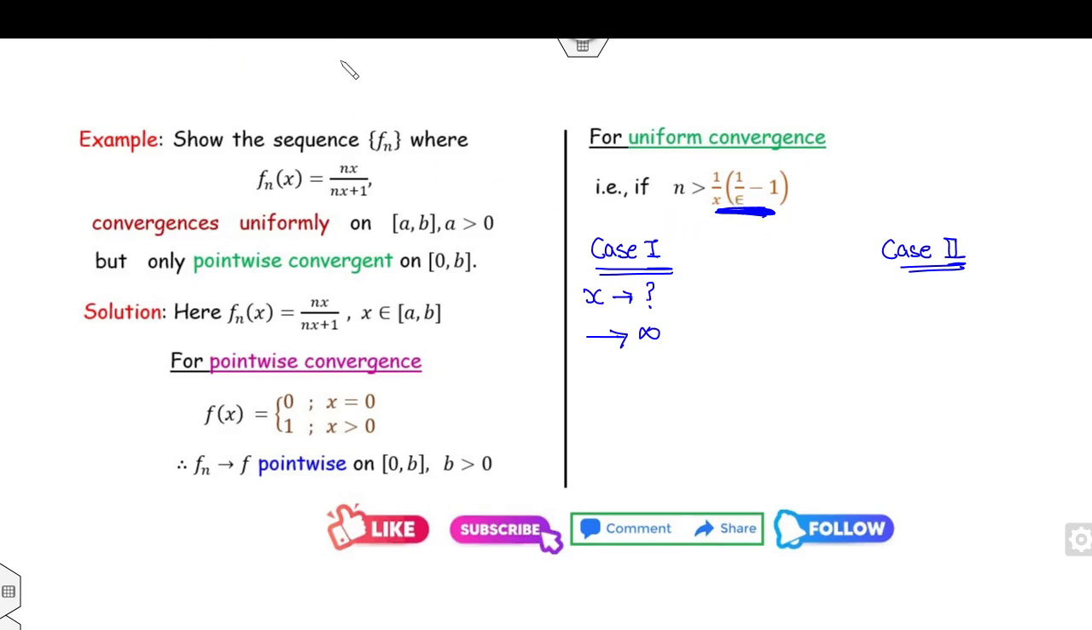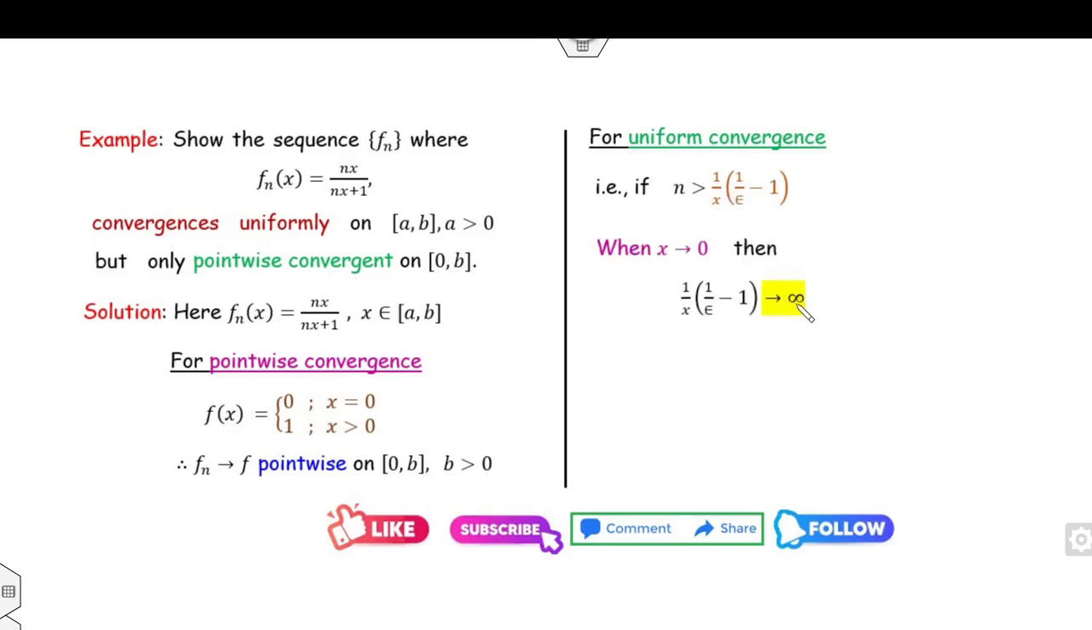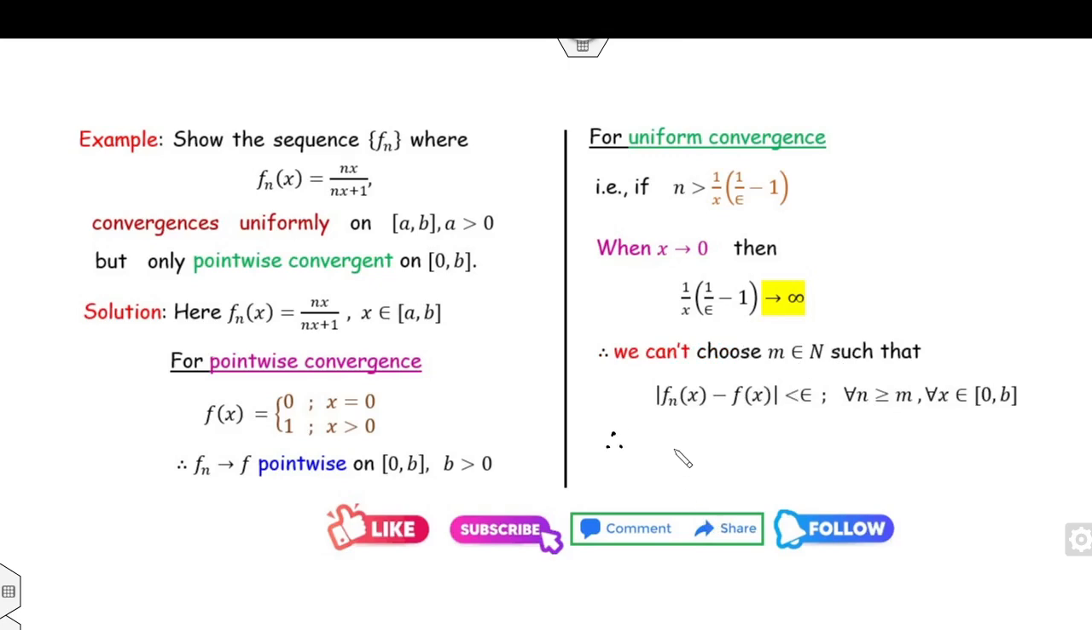Yes, you can find. If I simply choose x goes to 0, then this limit will be infinity. Therefore, we can say we can't choose the value of m such that this condition holds. So I can say x is 0. x is 0 is the point of non-uniform convergence.